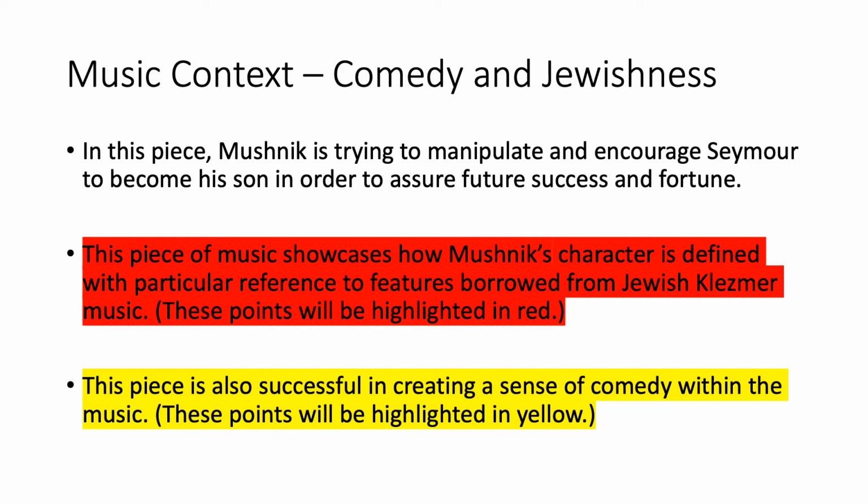In this piece, Mushnik is trying to manipulate and encourage Seymour to become his son in order to assure future success and fortune. But this piece showcases how Mushnik's character is defined with particular reference to features borrowed from Jewish klezmer music. Any time I mention anything that is meant to highlight this point, I have highlighted it in red. It's probably a good point to mention that Alan Menken, one of the composers of this piece, is himself Jewish, so I think he gets away with some of the maybe over-the-top klezmer influences.